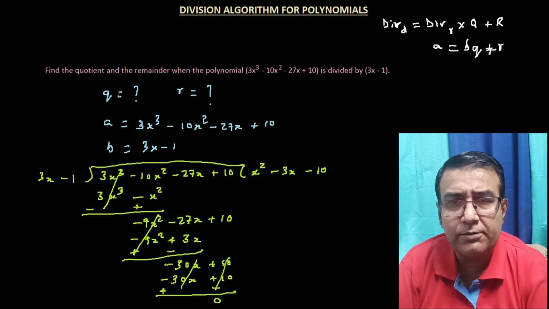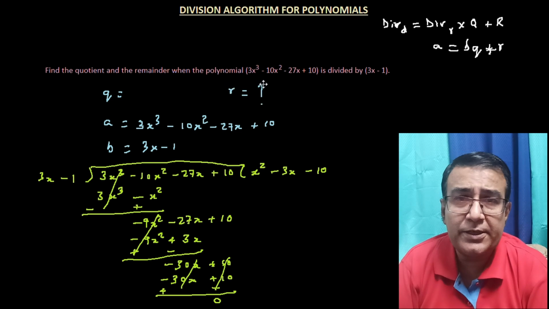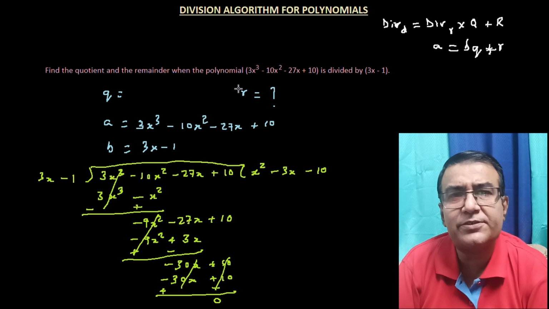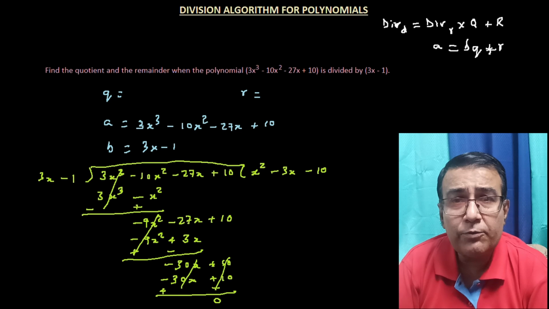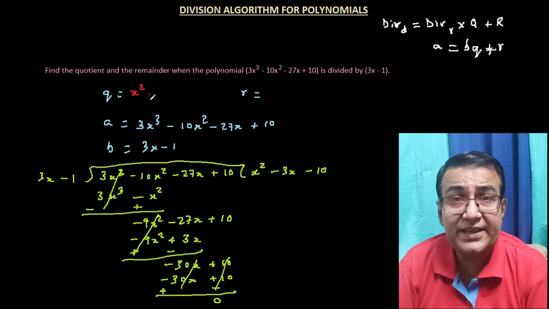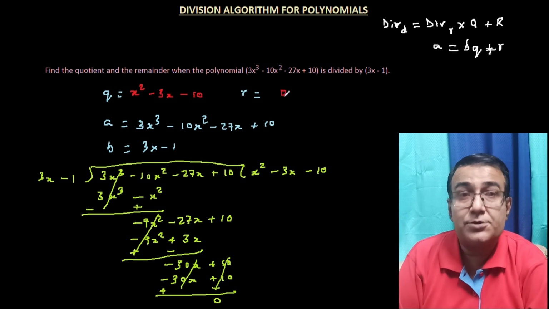so let's just write it down. Well, let me remove these question marks, and since I have to write the quotient also, I need a little bit of space, so let's shift this a little to the right, and now we can write the quotient, which is x square minus 3x minus 10, and the remainder obviously is 0. Right, so here we are.